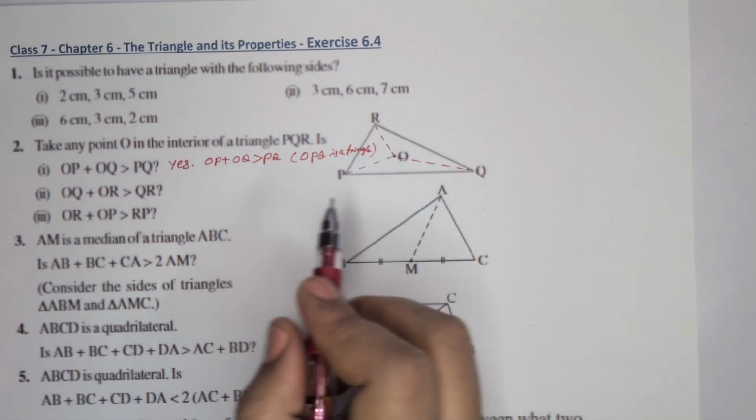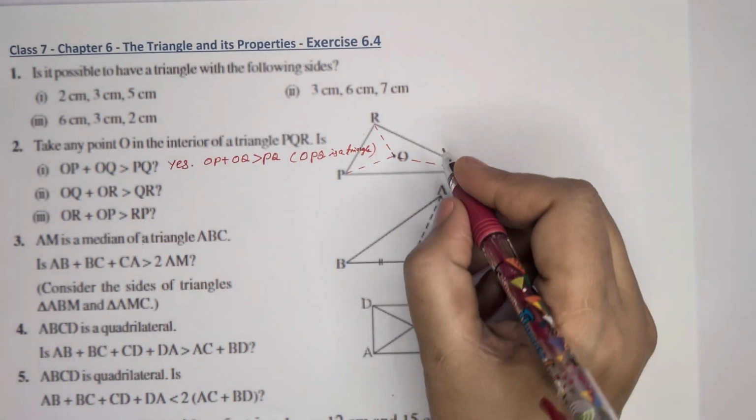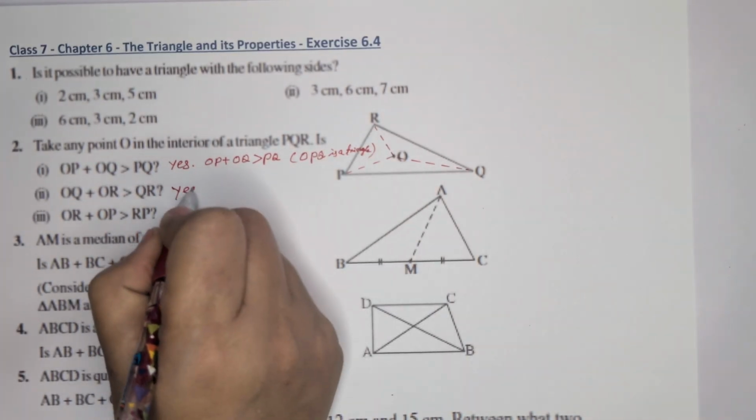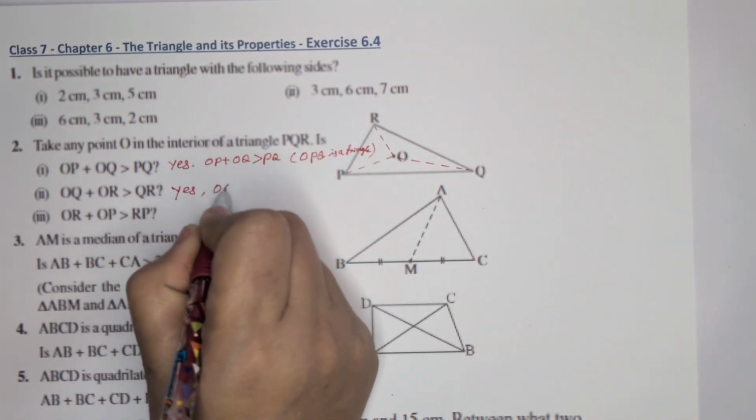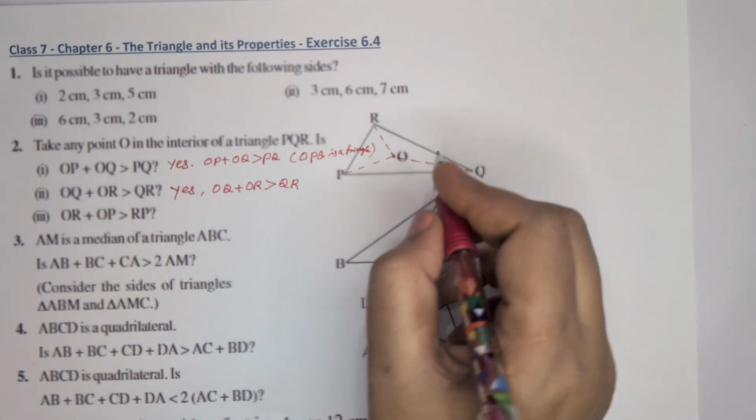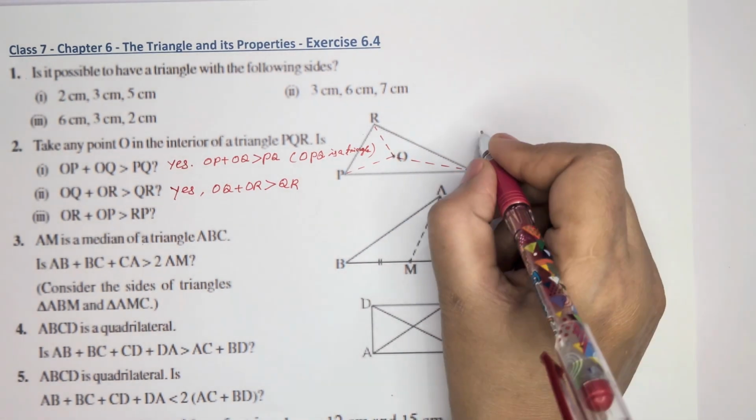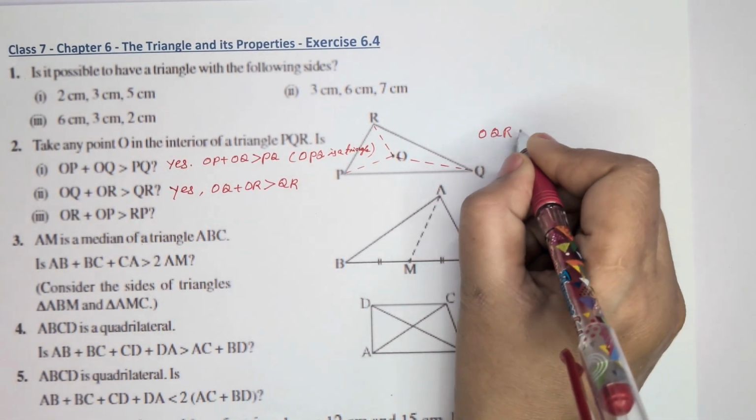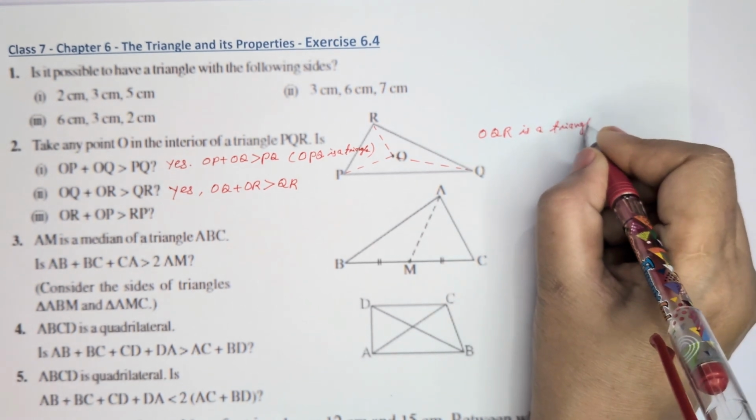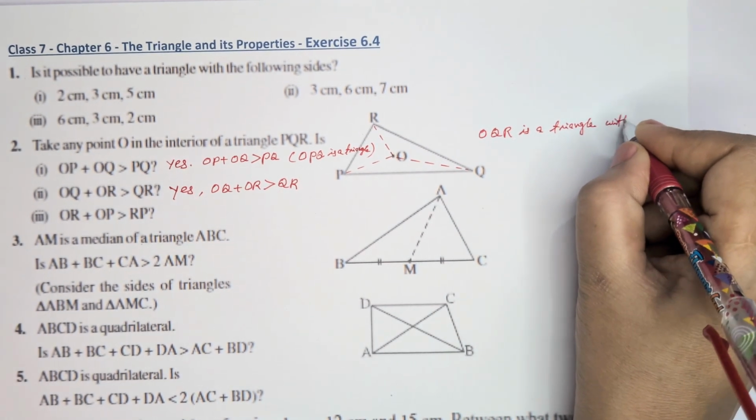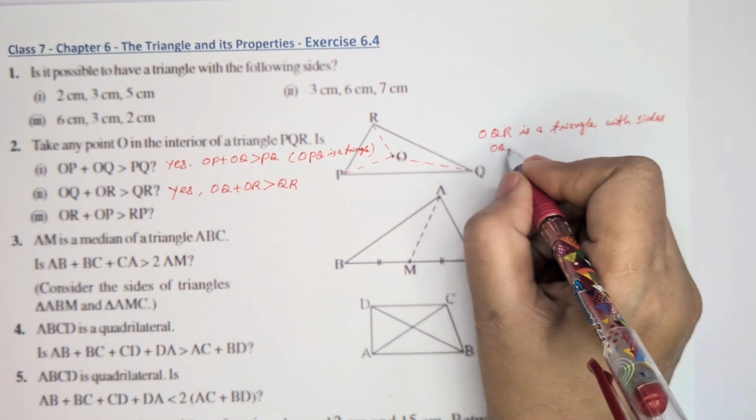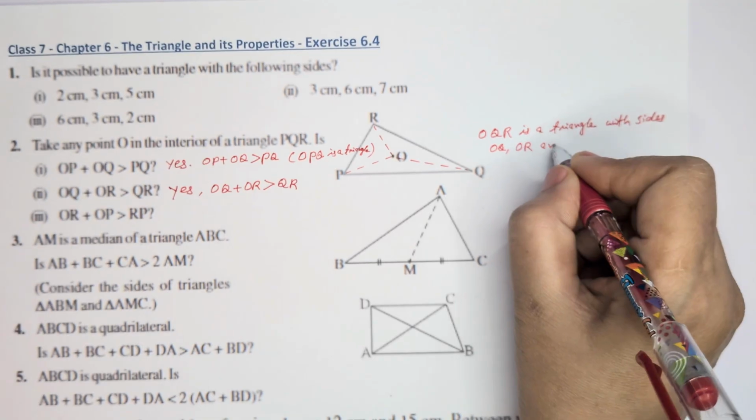Here also, OQ plus OR, this one, is greater than QR. There also, yes. OQ plus OR is greater than QR. We can write the reason here: OQR is a triangle with sides OQ, OR and QR.